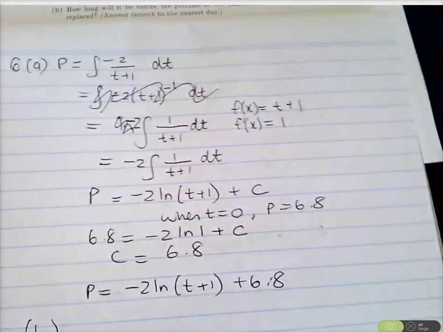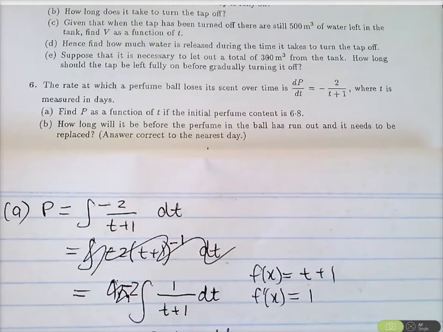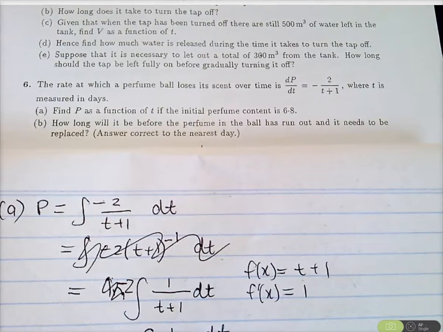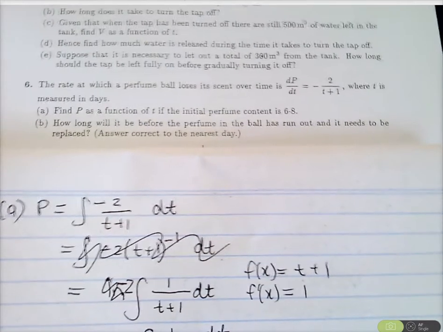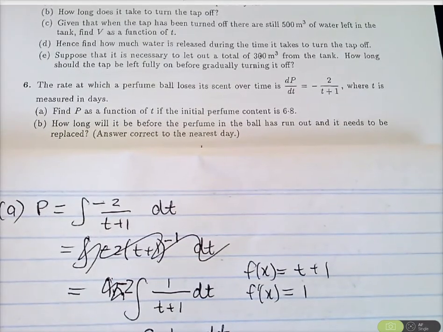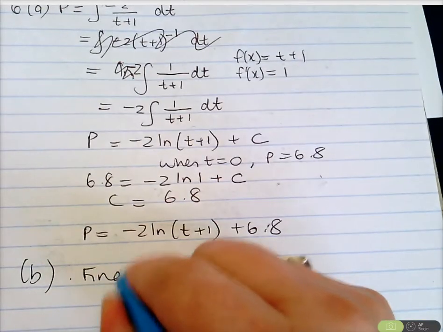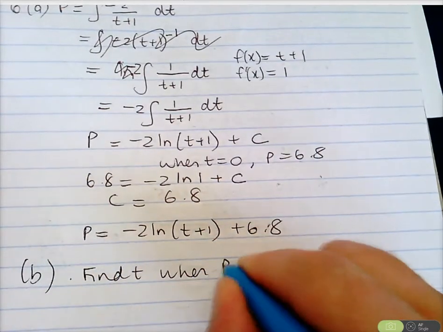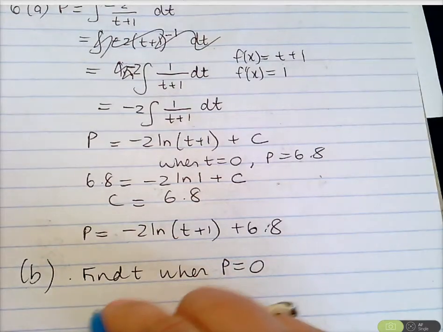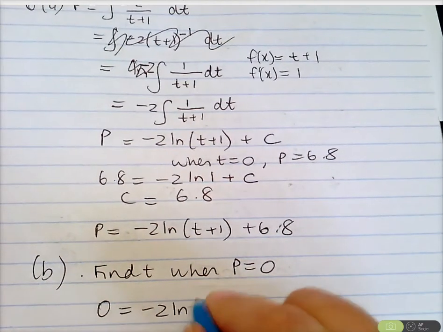Part B says, how long will it be before the perfume in the ball has run out? Well, we want when P is 0. So we want to find t when P is 0. So 0 is... who needed this question?